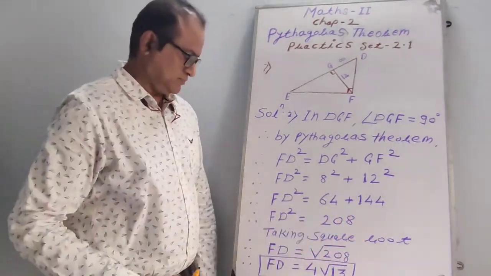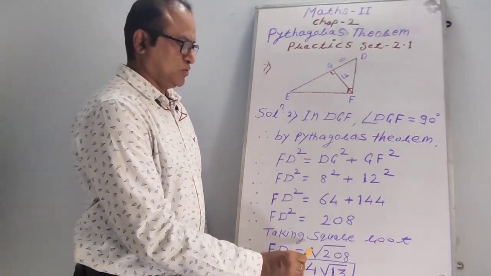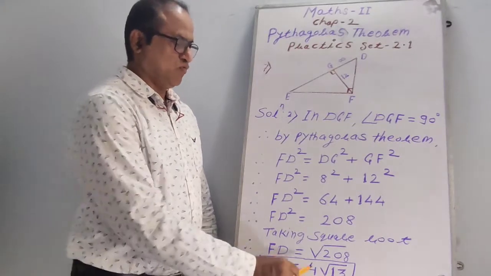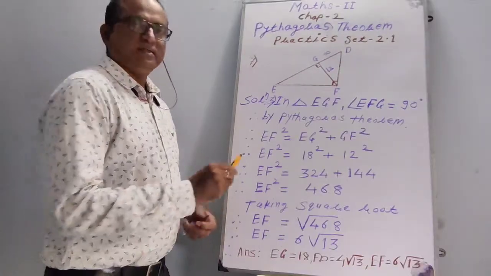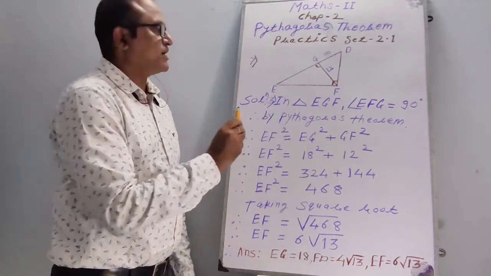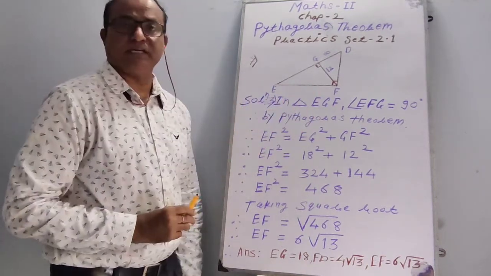Taking square root, therefore FD is equal to root 208. Therefore, FD is equal to 4 root 13. Third, we have to find EF, and EF can also be found by Pythagoras theorem.